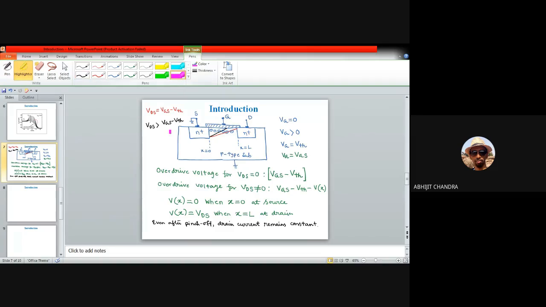So for VDS equal to VGS minus VTH, the channel will be pinched off at the drain point, that means over here. Now, if you go on increasing VDS, then the pinch off position will move towards the source side, just like this. And if you use a very high value of VDS, it will come over here, and eventually it can come towards the source. Now, in the pinch off region, the drain current remains constant. There is no increment, there is no reduction in the drain current. So why is there no reduction or increment?